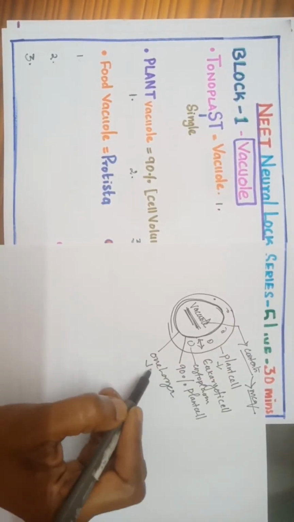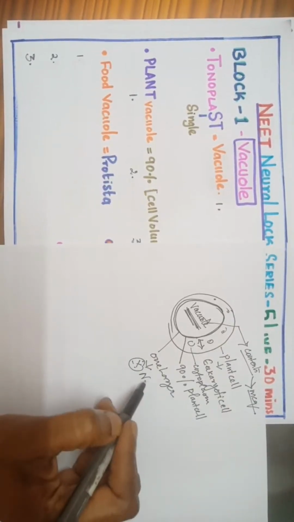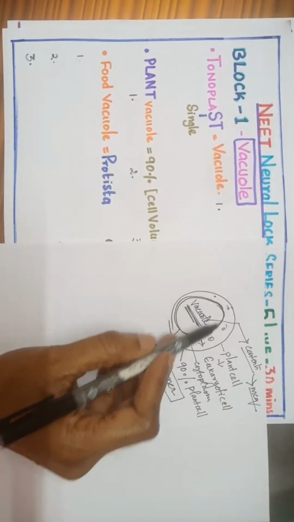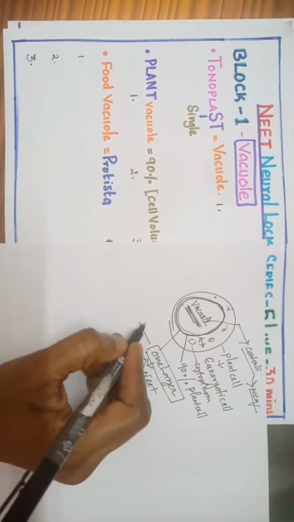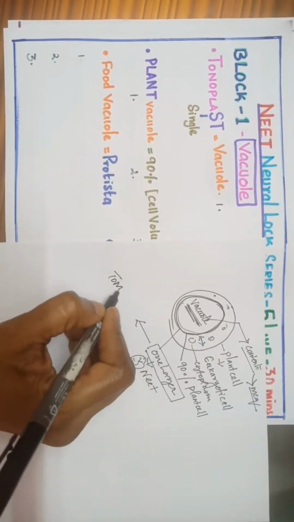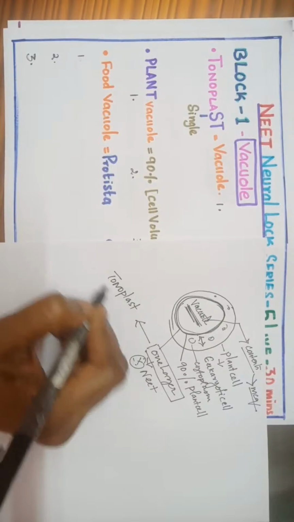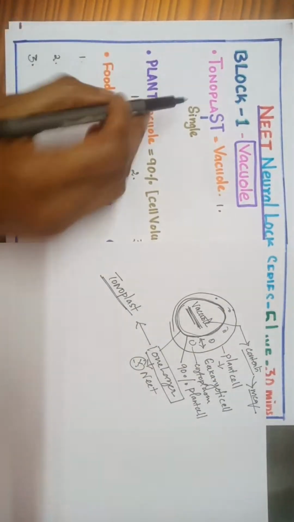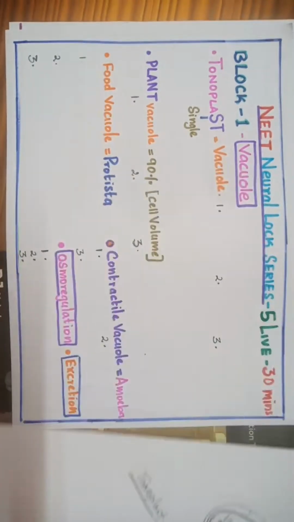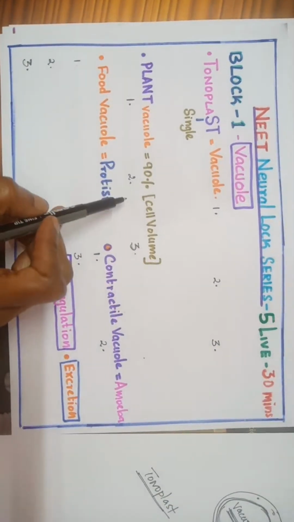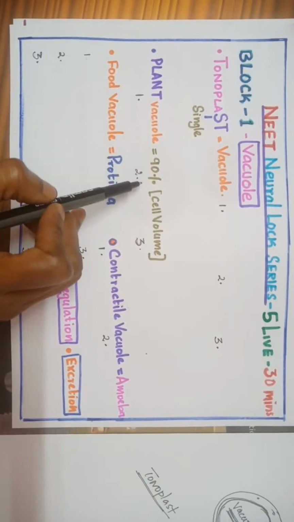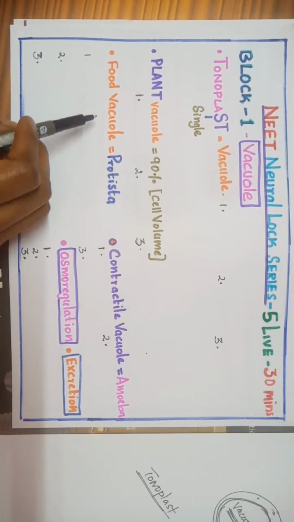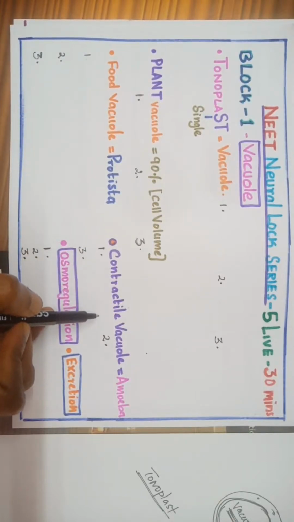This is very important. What is the single layer of membrane which surrounds the vacuole? You call it tonoplast. This is the first point. Then the second point is that this vacuole forms 90% of the cell volume. We saw it now. Then what are the two types of vacuoles mentioned in NCERT?